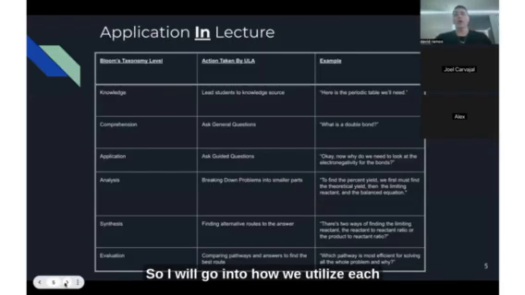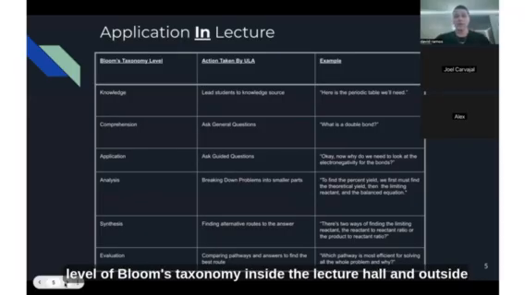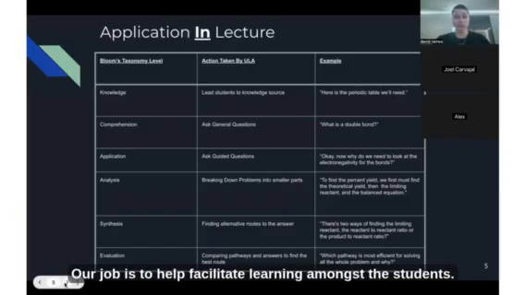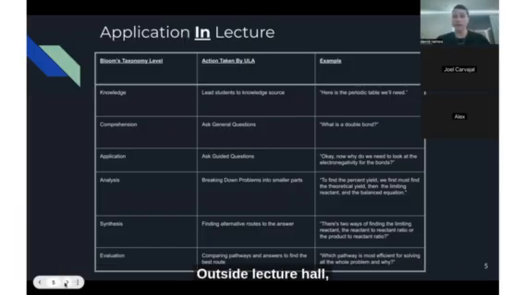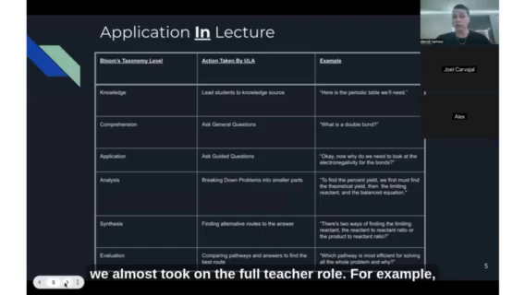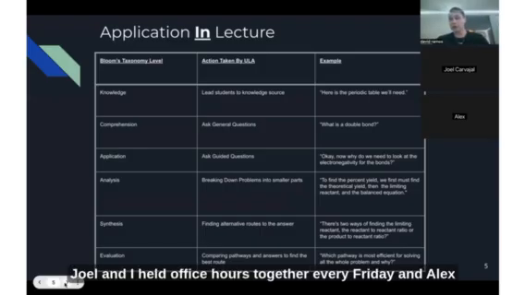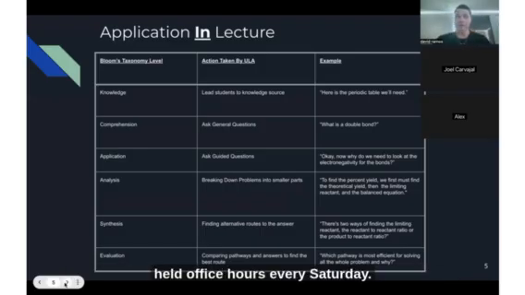So I will go into how we utilized each level of Bloom's taxonomy inside the lecture hall and outside the lecture hall. Inside the lecture hall, we are learning assistants. Our job is to help facilitate learning amongst the students. Outside the lecture hall, we almost took on the full teacher role. For example, Joel and I held office hours together every Friday, and Alex held office hours every Saturday. And that'll be the examples I use for when we go into the outside application of lecture.